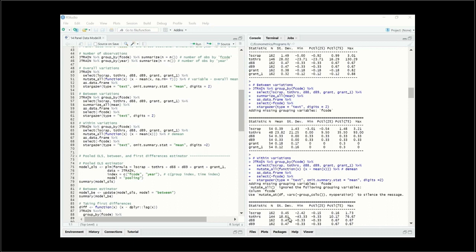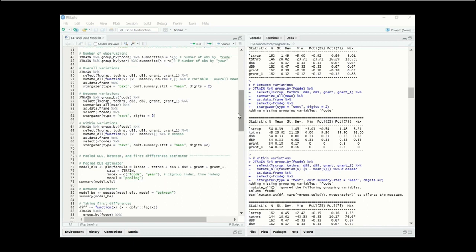So this is again how we compare how much a variable varies from one firm to the next versus how much the variable varies within the firm itself. And that's how we can use these overall, between, and within variations to interpret the data.